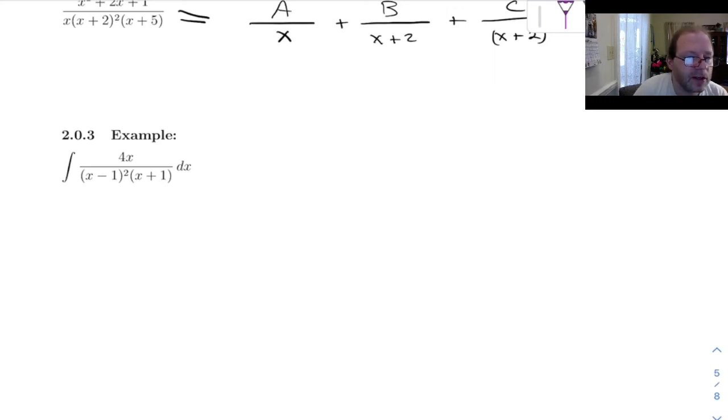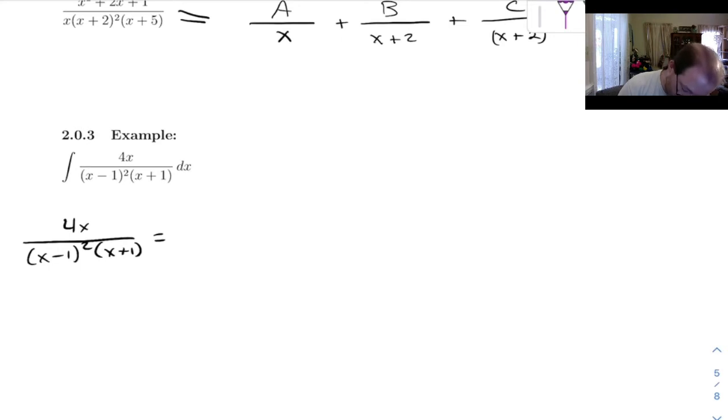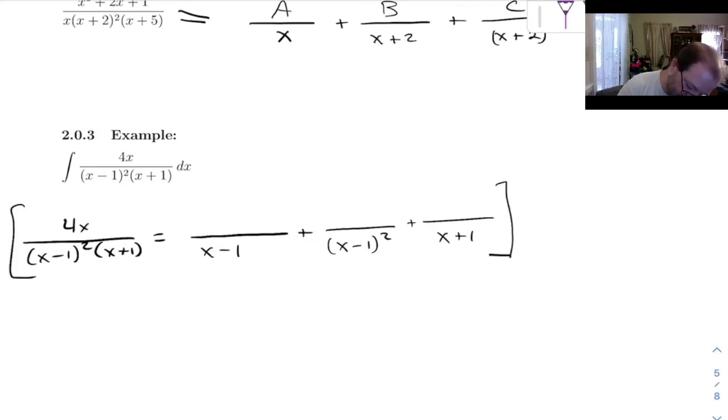Example 203, we've got the integral of 4x over (x minus 1) squared and (x plus 1). So my partial fraction decomposition is going to be, let's see, we've got x minus 1 to the first power, (x minus 1) squared, and x plus 1. We're going to multiply all this stuff by (x minus 1) squared and (x plus 1).